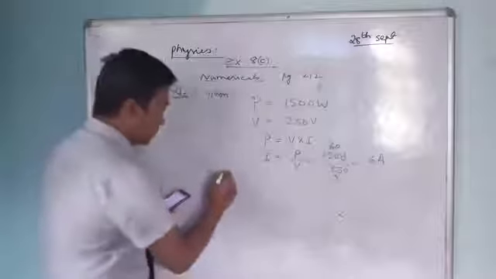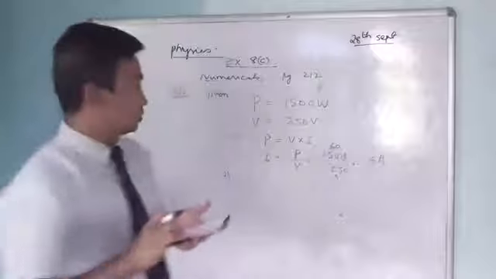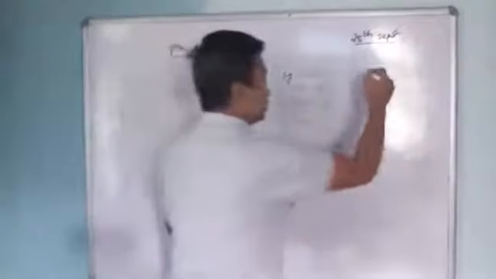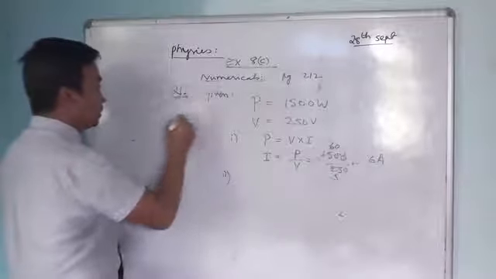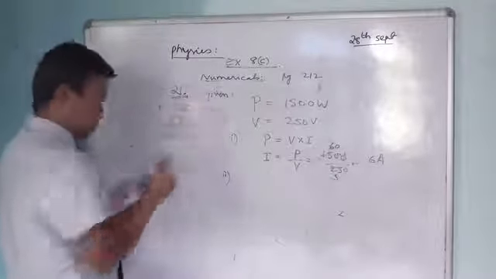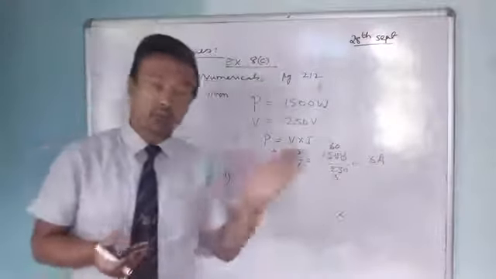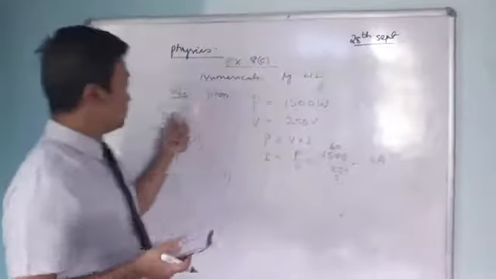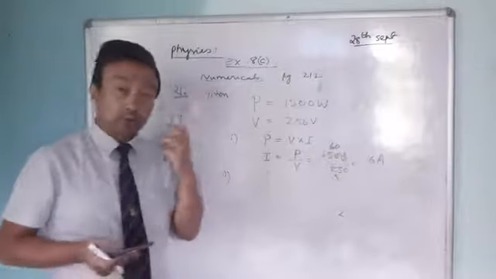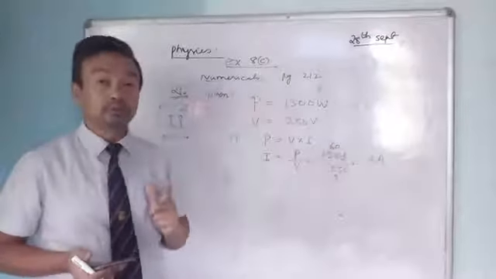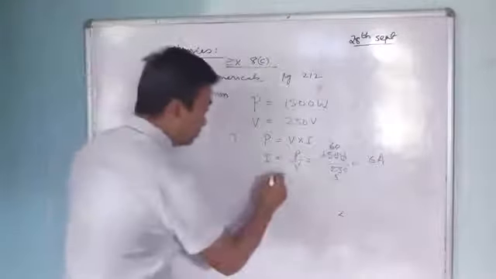Then number 2: the energy consumed in 50 hours. Suppose this is the geyser, the power is supplied here, and the current is flowing into it. If it is kept on for 50 hours, almost 2 days, continuously, how much energy is consumed? In that case, we have to use the commercial unit, and the commercial unit is kWh.